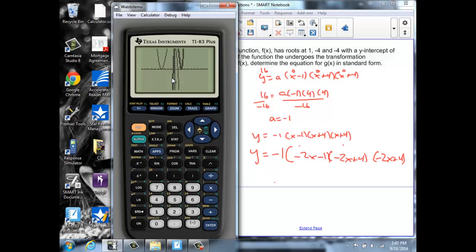Okay. Basically, I need you to know 6 things. If we add a number inside the brackets, it goes either this way or this way. If you add a number outside the brackets, it goes up or down. If you put a negative inside the brackets, it flips this way. A negative outside the brackets flips this way. If you put a 2 outside the brackets, it stretches it this way. But if you put a 2 inside the brackets, it actually squishes it in.